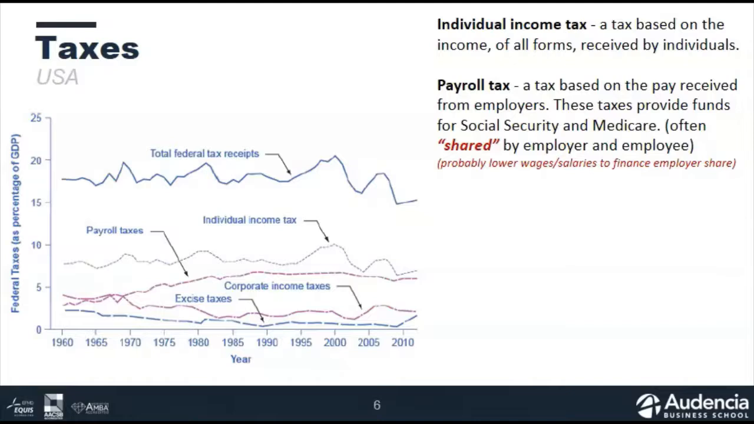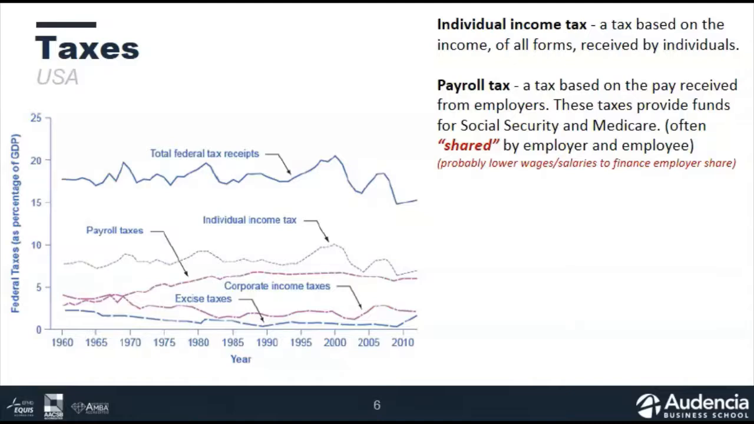The second type of tax we have is the payroll tax. This is a tax based on the pay received from your employer, and it's usually used to cover Social Security and Medicare, which is a healthcare system in the United States. Payroll tax is called a payroll tax because it's deducted from your salary when you earn it. Some of it is paid by you, some of it is paid by the employer. There's a sharing part going on. If you're self-employed, you pay both parts, so it can be quite an expense.